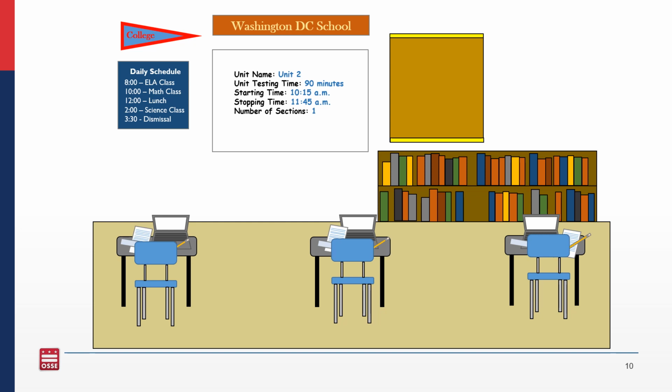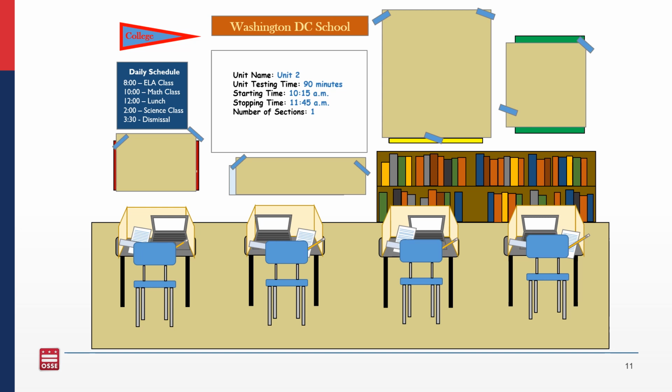You also may have noticed that the desks on the previous slide were too close to each other. On this slide, desks are adequately separated to ensure test security. Note that the timing box that displays information about the unit testing time and the start and stop time should be present and visible to all students in the testing environment. Refer to the Test Administrator's Manual for additional information.